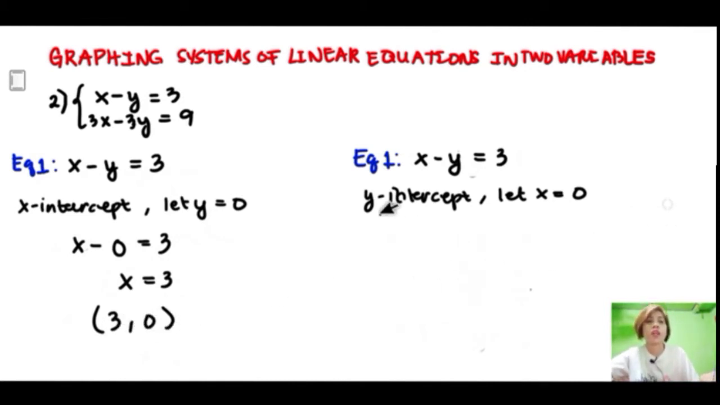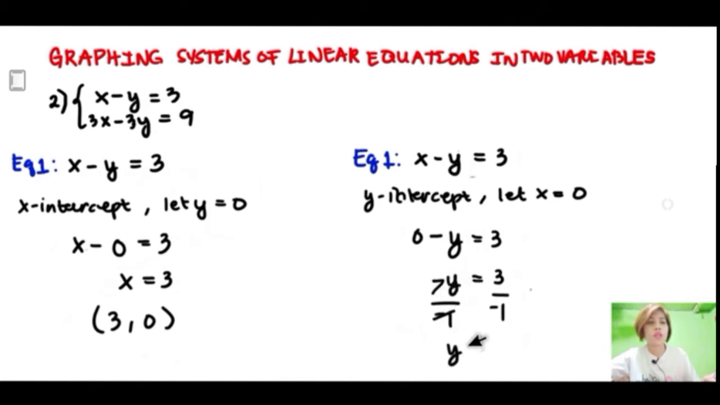And then, sa kabila naman tayo, y-intercept naman. So, the same equation, x minus y equals 3. But now, we will let x be equal to 0. So, magiging 0 minus y is equal to 3. And then, 0 na lang yan. Negative y na lang ito is equal to 3. And then, si y may kasamang negative 1. So, divide natin both sides by negative 1. So, magiging y is equal to negative 3. So, magiging (0, -3).